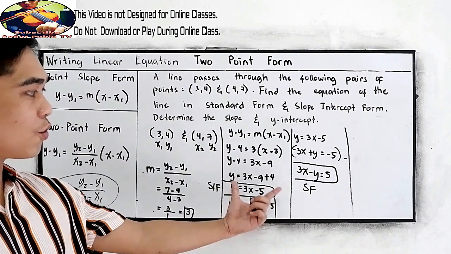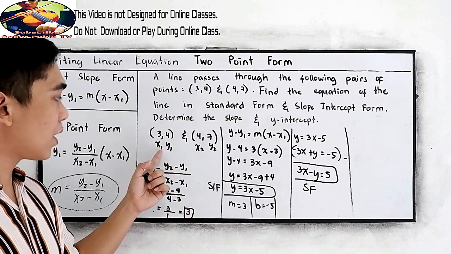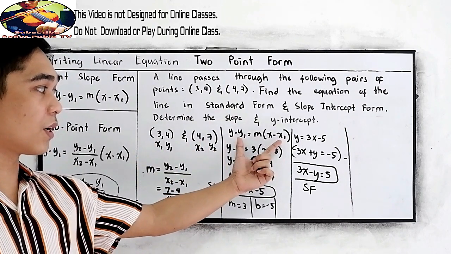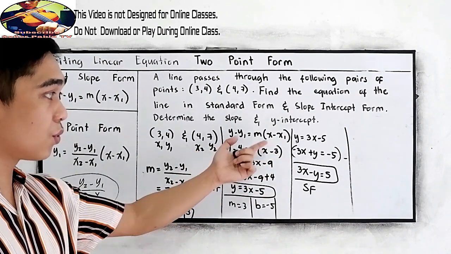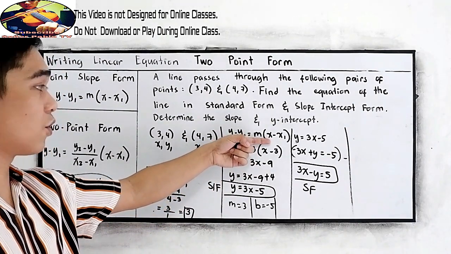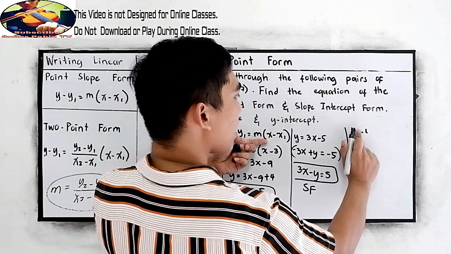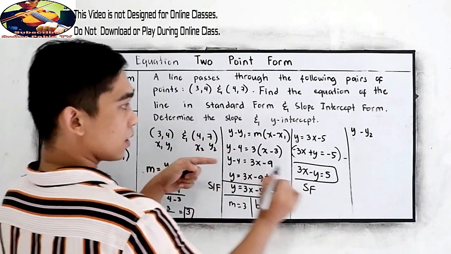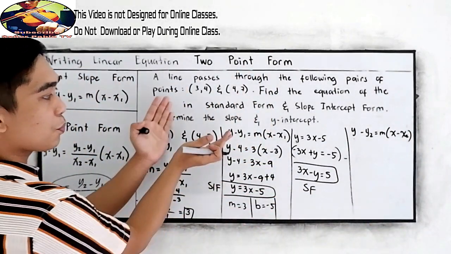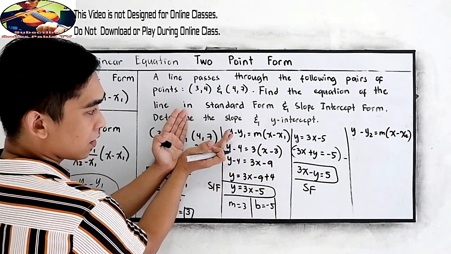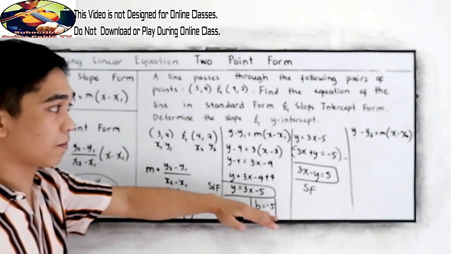Now, in our point slope form, we use x sub 1 and y sub 1 as our point. What if we're going to use the x sub 2 and y sub 2 to substitute in our point slope form? Let's say y minus y sub 2 is equal to m times x minus x sub 2. We're going to pick this point. We're just going to check if we will come up with the same answer. This is just an experiment.